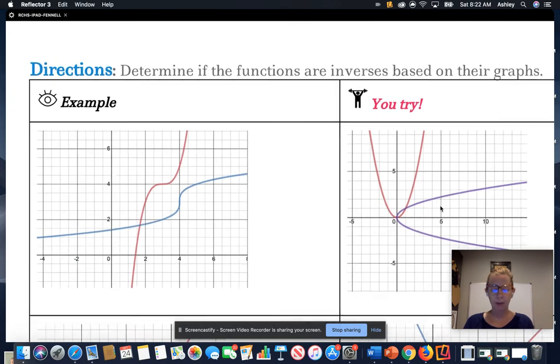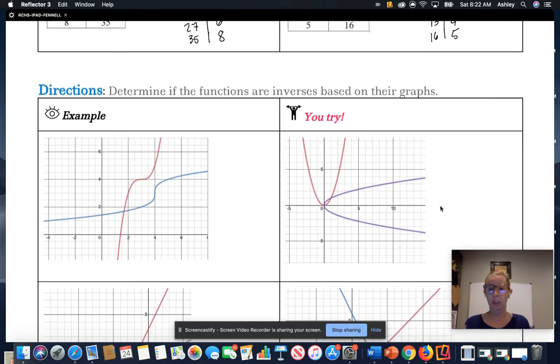All right, now we're given graphs and we're determining if they are inverses of each other. What we really need to pay attention to here is that with inverses, the inputs and outputs switch. So you could absolutely write down table values and see if those inputs and outputs are switching. You can also draw your line y equals x, right?